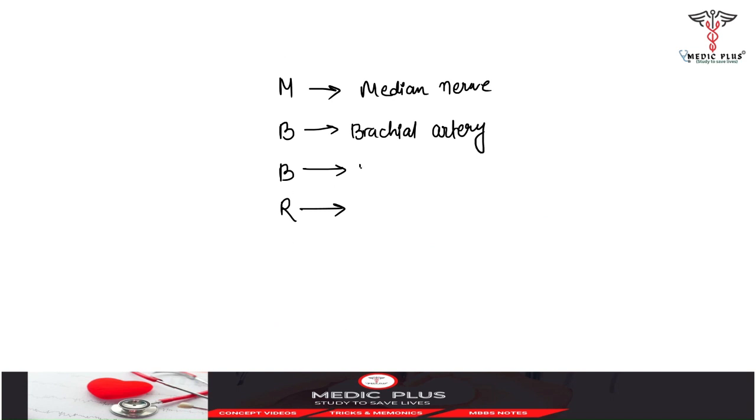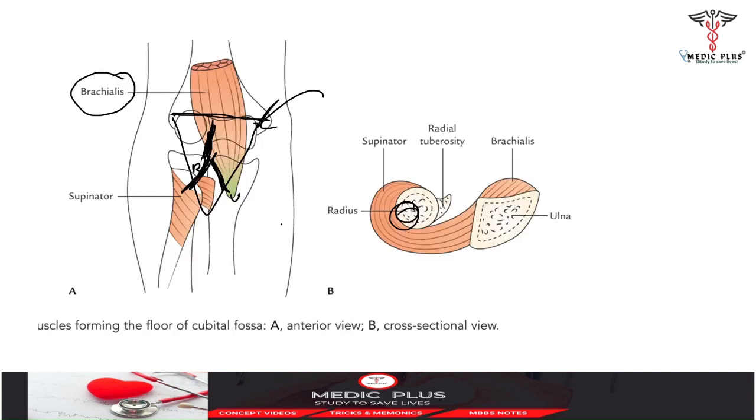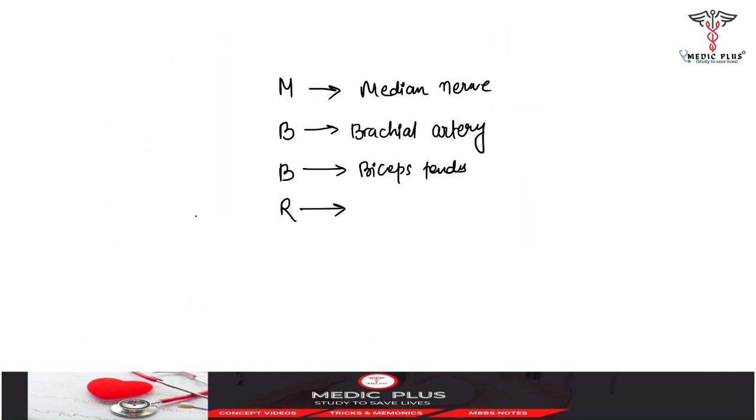Next, B for tendon. Which tendon? The biceps tendon. Understand? It passes through the cubital fossa and finally attaches to the radial tuberosity. This is the radial tuberosity, and here it attaches like that. So where does the biceps tendon attach? To the radial tuberosity. Okay. Now next, R. Lastly, R stands for radial nerve.